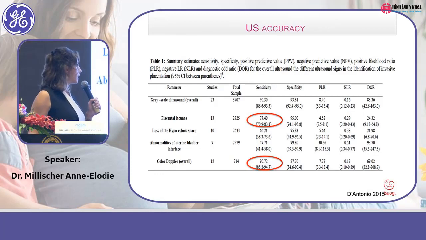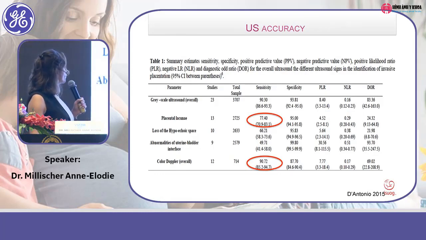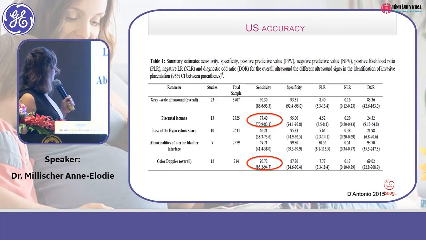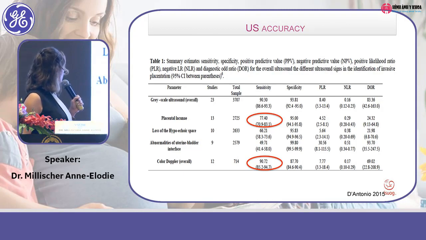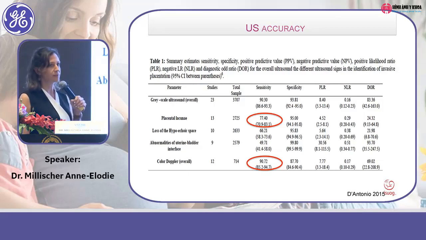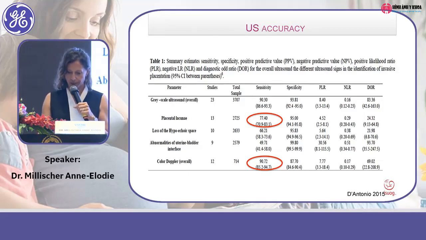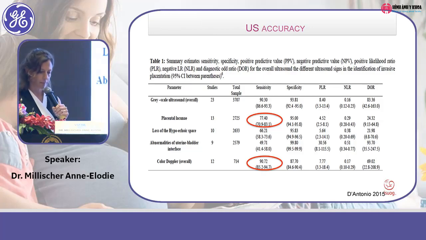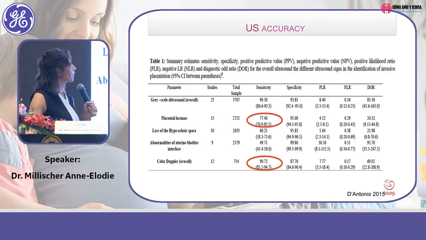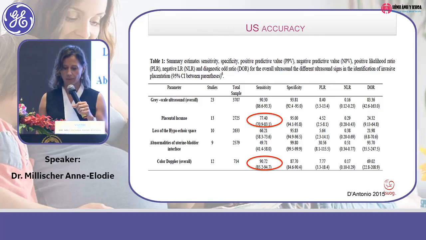The literature highlights the two main important points, the placental lacunae and the color Doppler, with the highest sensitivity and specificity for the ultrasound diagnosis. Theo cái y văn thì có hai cái đặc điểm khá là có độ nhạy khá là cao để chẩn đoán một cái nhau cài, đó là cái lacunae và cái dấu hiệu Doppler.